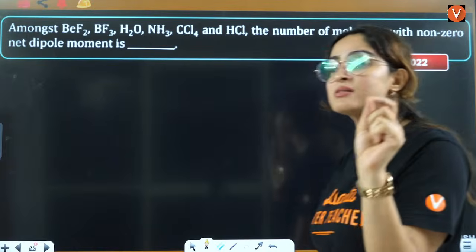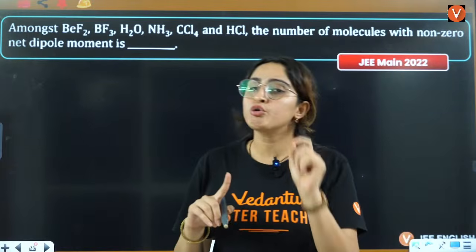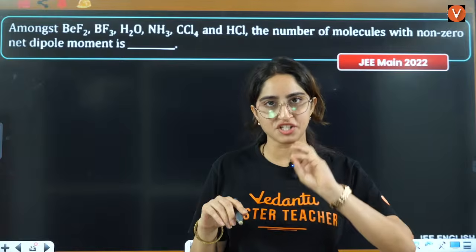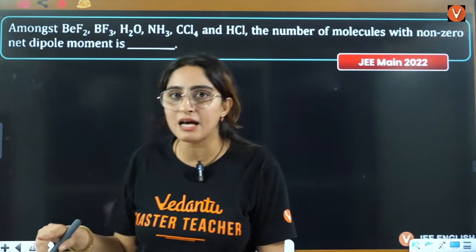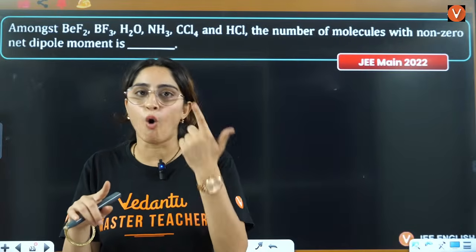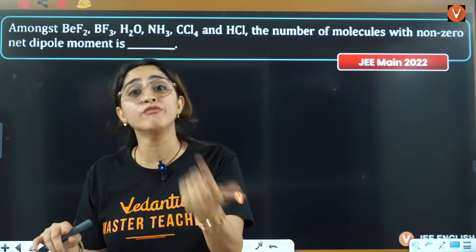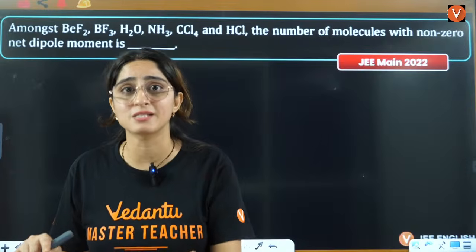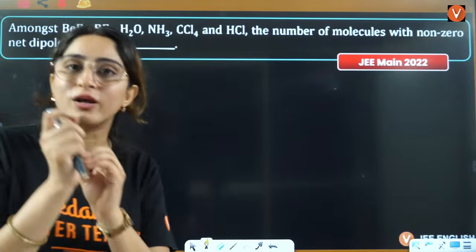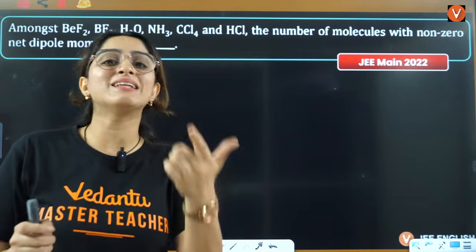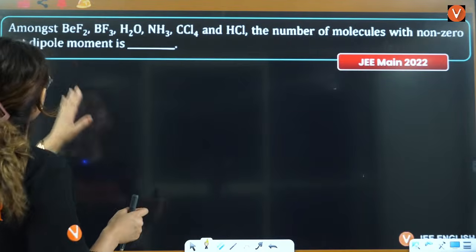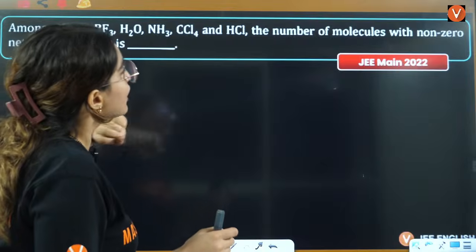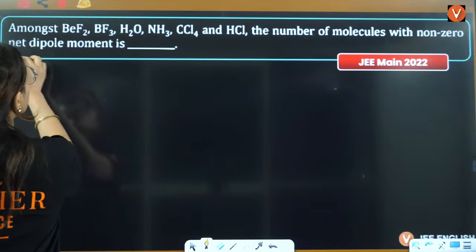For answering dipole moments, you should know the shape. If you know the shape, for shape you should know the hybridization. See, either they can directly ask you, or they can ask you the bond angle or dipole moment in which the shape concept is applied. You should be able to draw the shape of that molecule. Only then you will be able to answer bond angle or dipole moment questions, right? So here amongst these, the number of molecules with non-zero dipole moment.